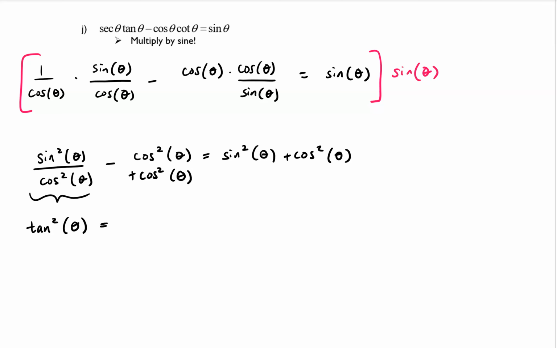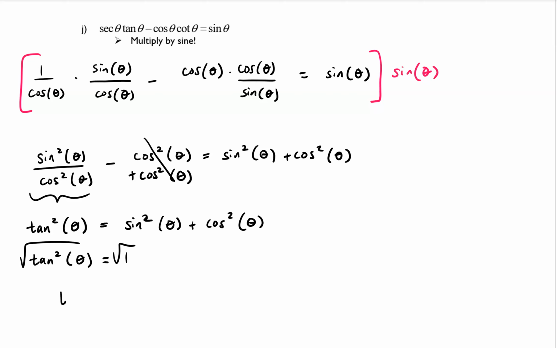And the reason that I had thought to do that was now on the right-hand side, I have sine squared theta plus cosine squared theta. And I know that that's the Pythagorean identity. So we're going to end up getting tangent squared theta equals 1. And now I can take the square root of both sides. And so I get that tangent is equal to plus or minus 1.